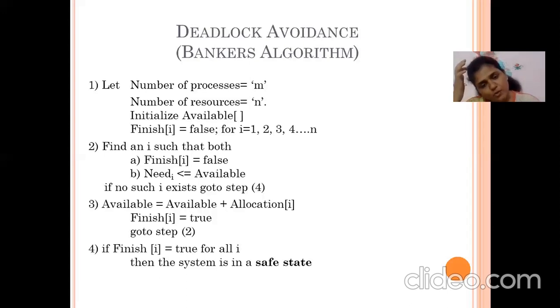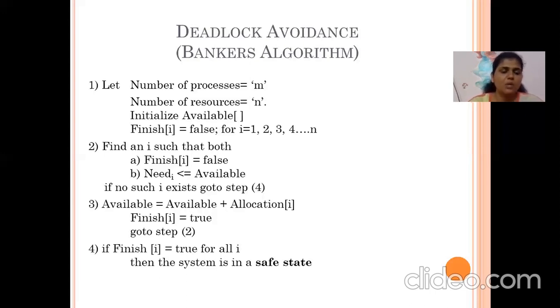If finish of I is equal to false, that means the process has not completed its execution yet. If need of I is less than available, that means whatever is the number of resources needed by the particular process is less than whatever available resources are there in the system. That means the need can be satisfied for that particular process. So if both the conditions are true, that means the process has not yet completed its execution and its need can be satisfied with the available resources, then we will allow that process P of I to execute.